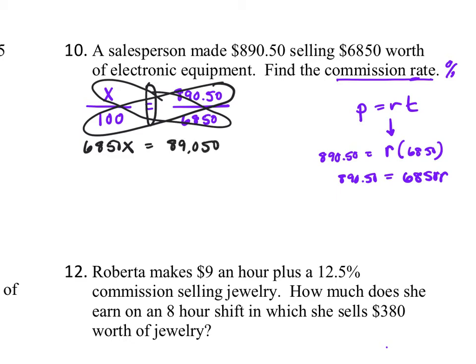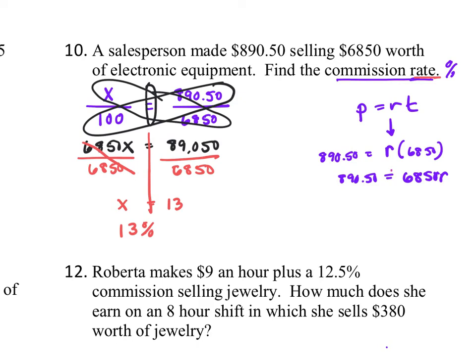And that would be 89,050. So now we're going to divide by 6,850 on both sides. That's in order to eliminate that coefficient because we just want x. So pause and use your calculator. And the answer is 13. So we have to remember what we're asked. And we're asked what his commission rate was. So his commission rate was 13%.